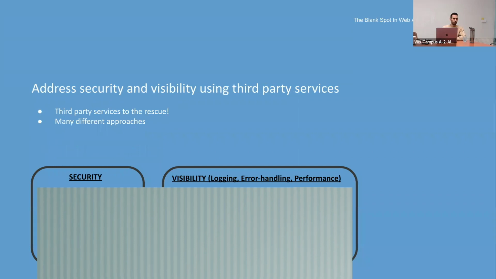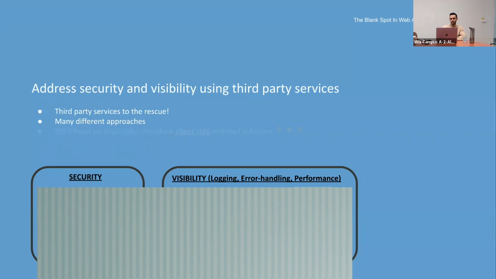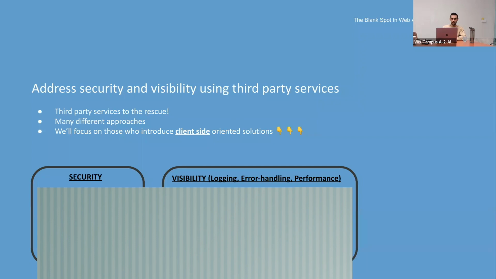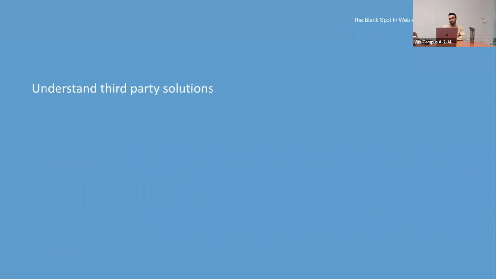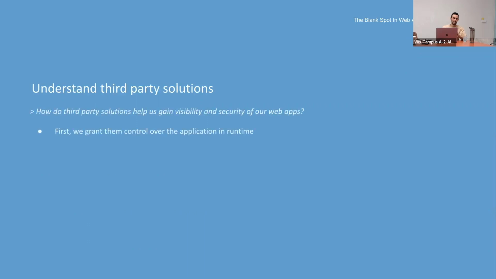There are a lot of solutions, for example, that use backend oriented approaches. You can take Snyk, for example, but we're not going to focus on those. We're going to focus on the type of solutions that you see on the screen right now that usually integrate a client-side based solution. So let's understand third-party solutions. How exactly are they helping us gain visibility and improve our security?